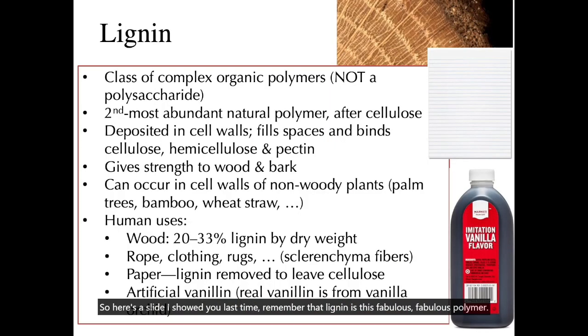So here's a slide I showed you last time. Remember that lignin is this fabulous polymer, the second most common polymer on Earth, and it is what makes up a lot of wood. Somewhere between 20 and 33% of wood by dry weight is lignin itself, and this material is removed to make paper. It's used for other purposes by humans, and one of the weirdest purposes is the production of artificial vanilla flavoring.